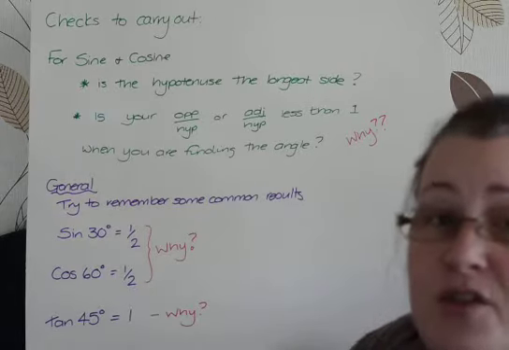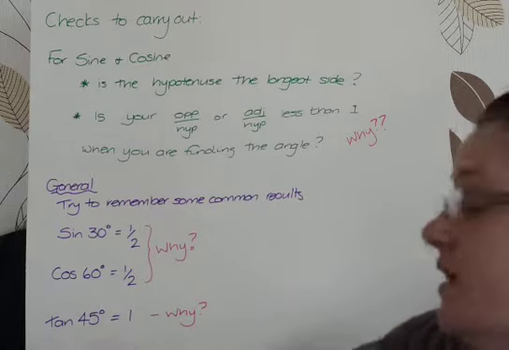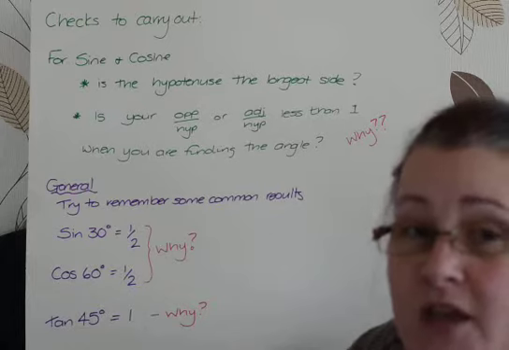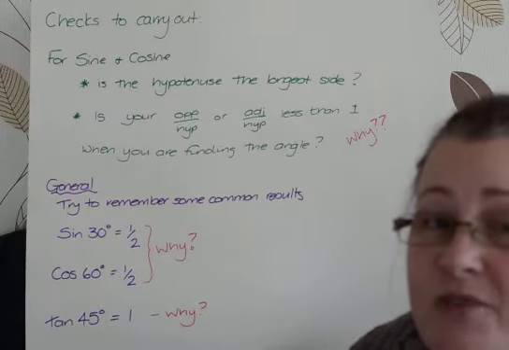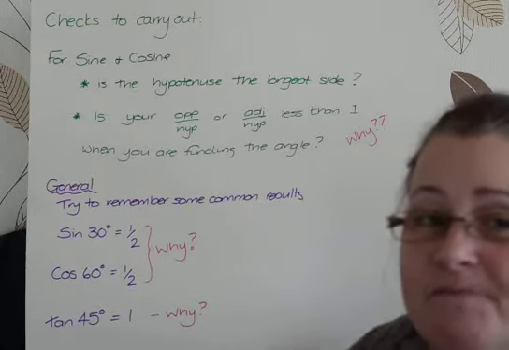Draw a triangle and think about why you think that is the case. The other one is tan 45. Now tan 45 is always 1, and again I want you to think about why that might be the case and let me know in the lesson. Thanks.